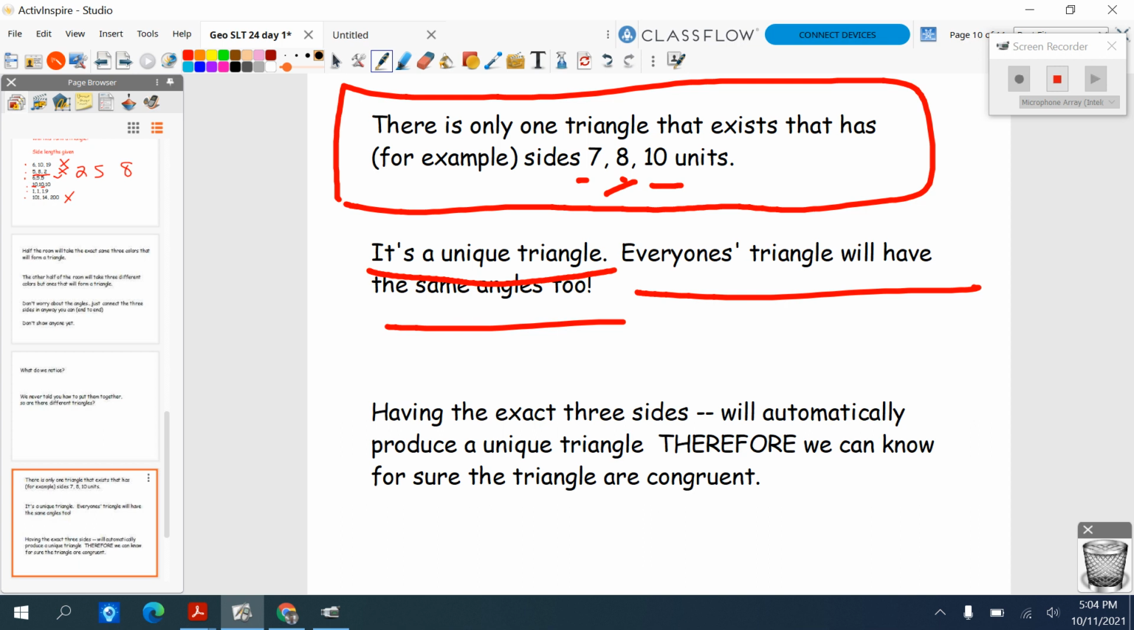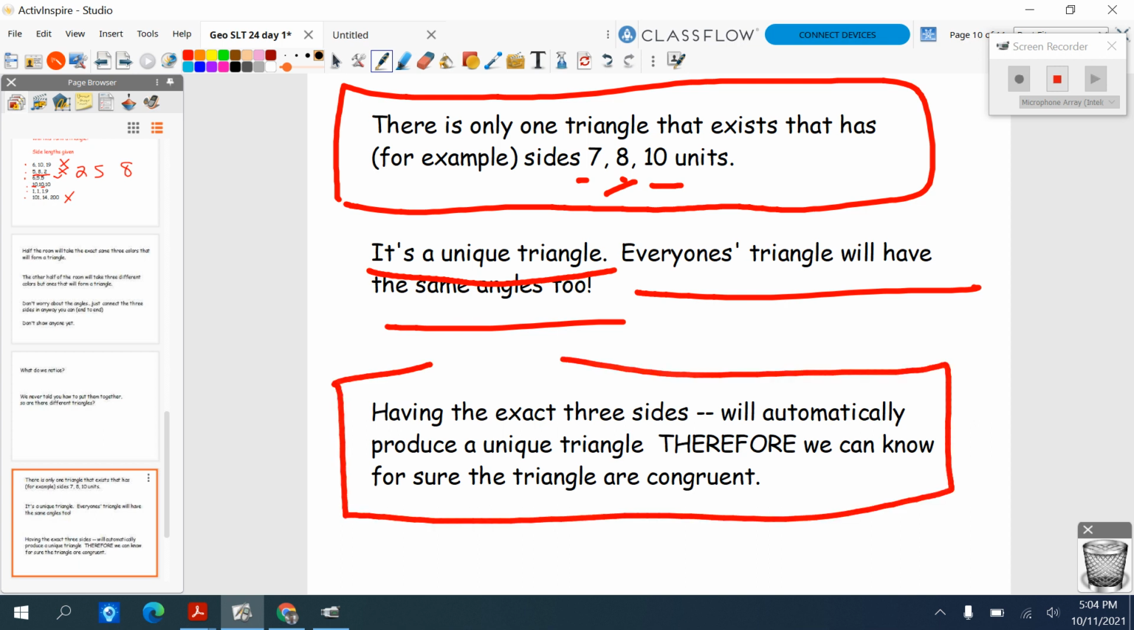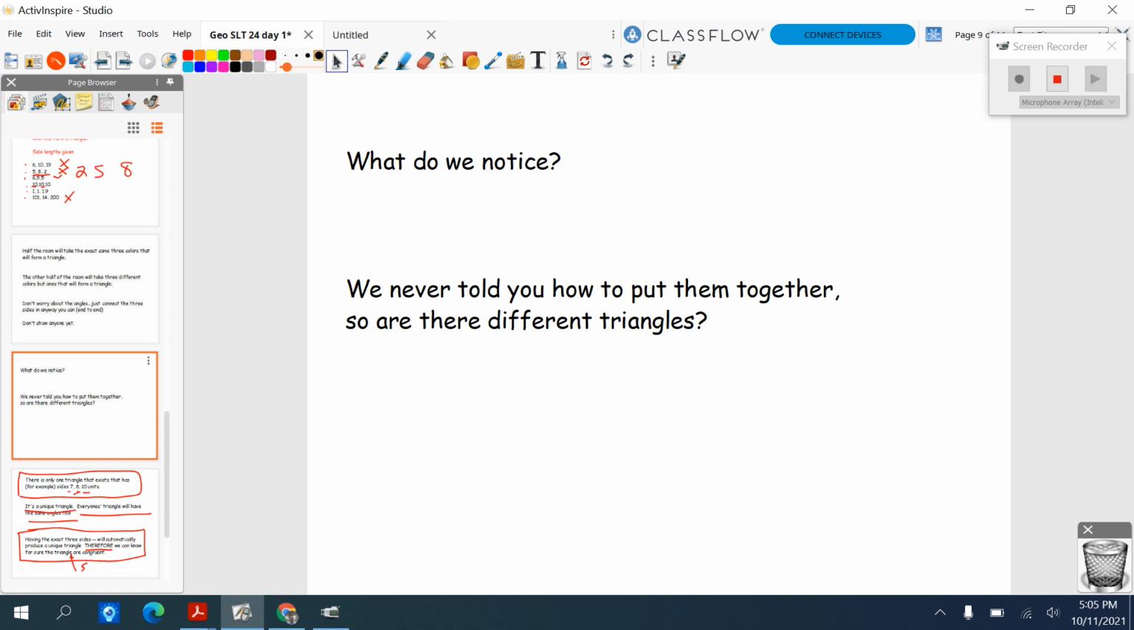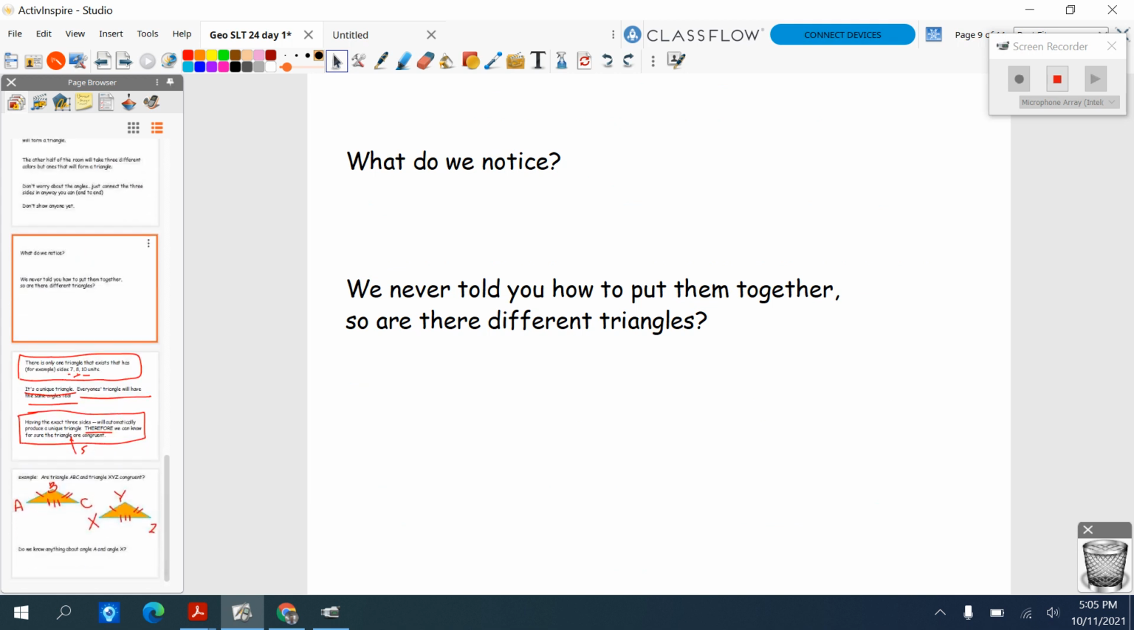So this is the main point that we're getting at today. Having the exact 3 sides will automatically produce a unique triangle. And therefore, here's the big point. We know for sure that the triangles, I should have written an S there, are congruent. Okay? Let me kind of just summarize this with a little bit of a picture. And we're going to talk a lot more about this tomorrow. But here's the big deal.